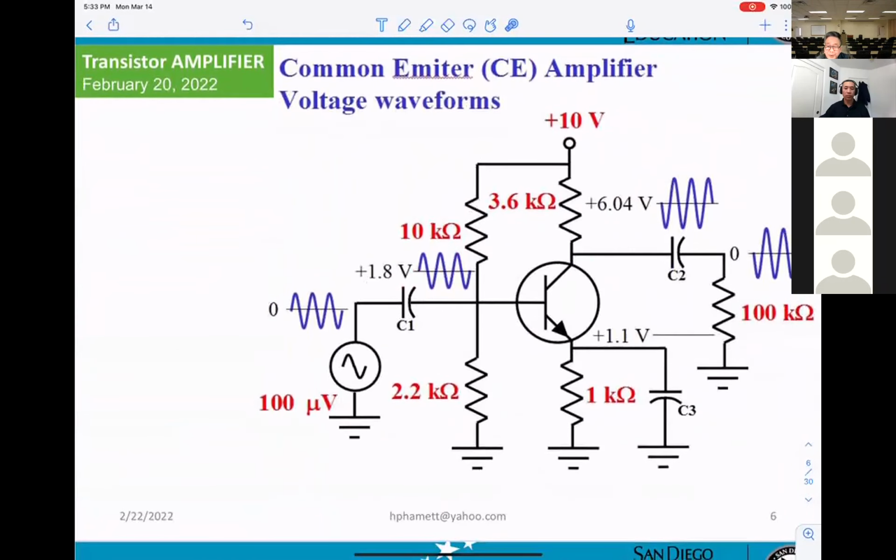And this is a very good picture for the student. You can see this is the input sine wave. You see 0 here, that means only AC. However, at the base, you already calculated the DC by voltage divider, and you get 1.8 volt. Now this sine wave rides on the same point. So if you're looking on the scope, you will see 1.8 volt and this sine wave.